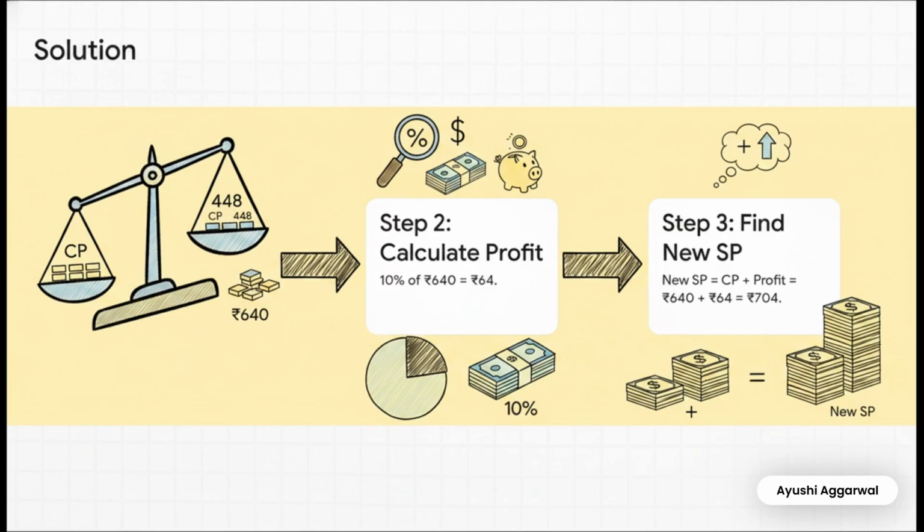And finally, step 3, the new selling price is simply the cost price plus that profit, which gives us our final answer of 704 rupees. See? Not so bad.